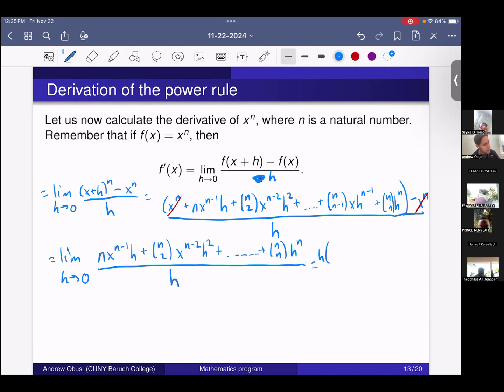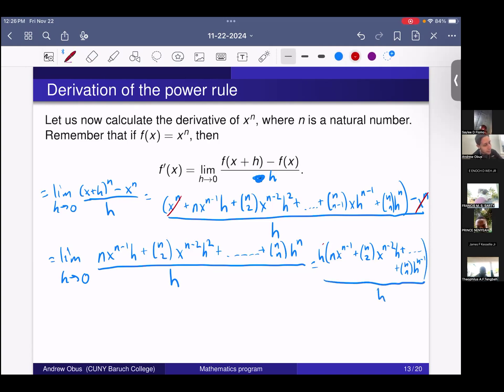We can factor out an h in this numerator, right? This is h times n x to the n minus 1 plus n choose 2 x to the n minus 2 h plus all the way up to h to the n minus 1. So n choose n. Sorry, there's no space to write this. Plus dot dot dot plus n choose n h to the n minus 1. Sorry, this is small, divided by h.